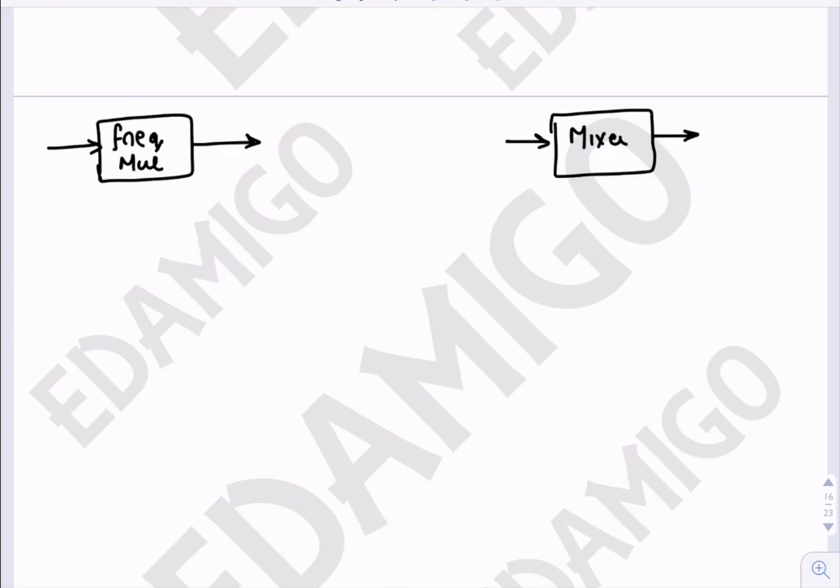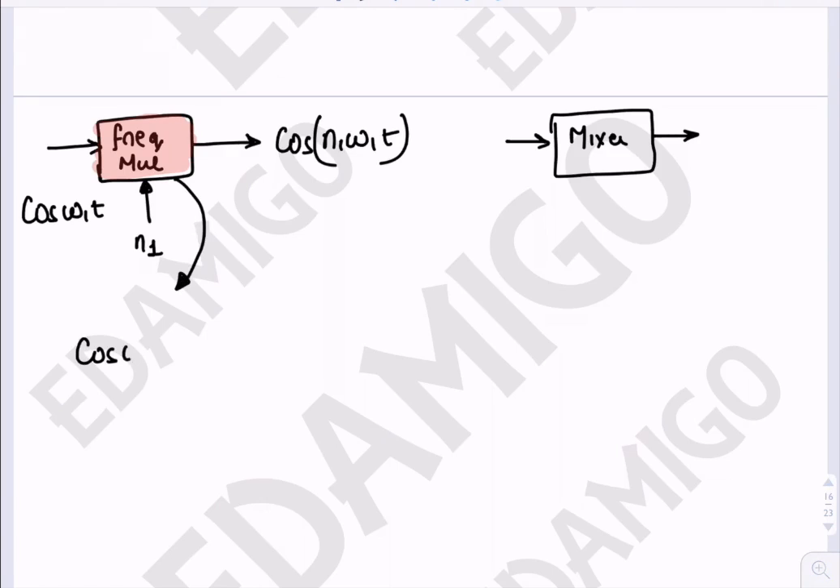So for the frequency multiplier, suppose the input is cos(omega_1 t) and there is a frequency multiplier which has a multiplication factor of n1. So we will get the output cos(n1 omega_1 t). Simple. The whole frequency term gets multiplied by n1. Now what is this frequency multiplier? A frequency multiplier is simply a nonlinear device.